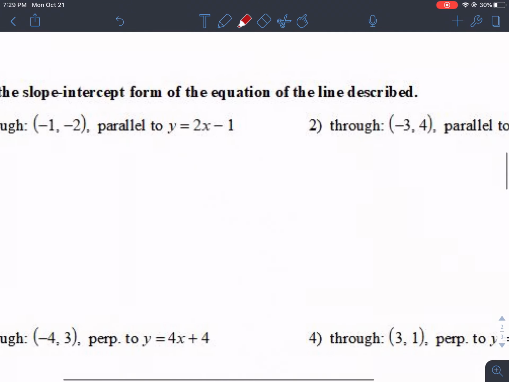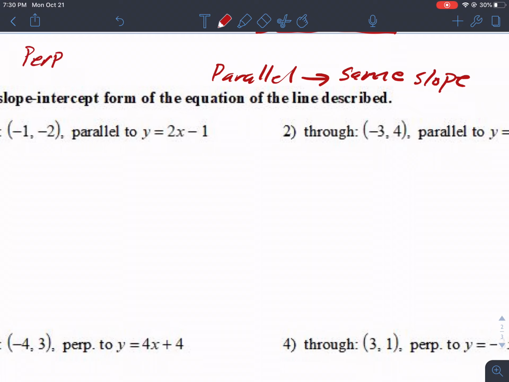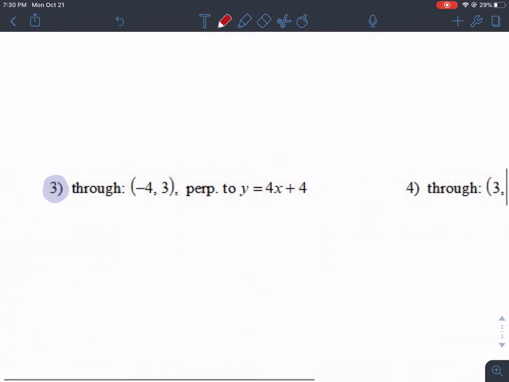I think you guys can do parallel lines. Again, you have to remember parallel means same slope. So parallel is same slope. I'm pretty sure you guys can do parallel lines. Perpendicular, that's the one where you're going to have to do that extra step, that opposite reciprocal. So perpendicular is opposite reciprocal. So because of that, we're going to do number 3.